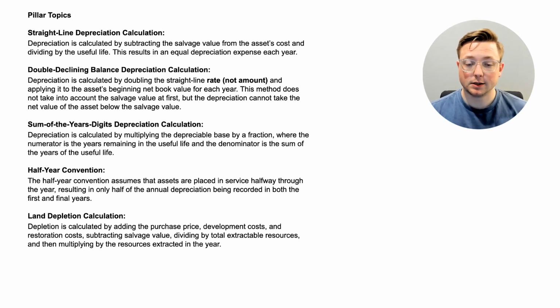Sum of the year's digits depreciation calculation. Depreciation is calculated by multiplying the depreciable base, which is just the cost less the salvage value, by a fraction, where the numerator is the years remaining in the useful life. So if it's the very beginning, let's say the useful life is 8 years, that means this numerator is going to be 8 years because it's right at the very beginning. And then the denominator is the sum of the years of the useful life. And what does that mean?